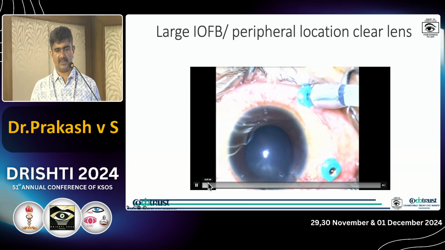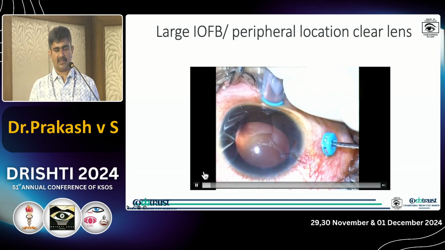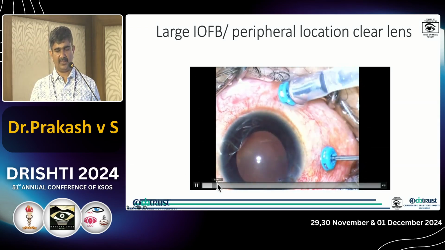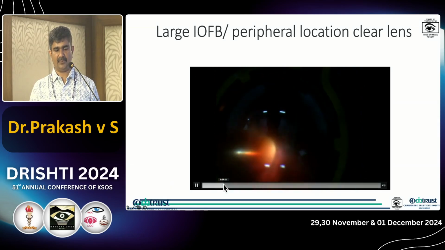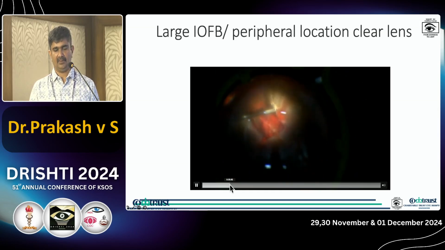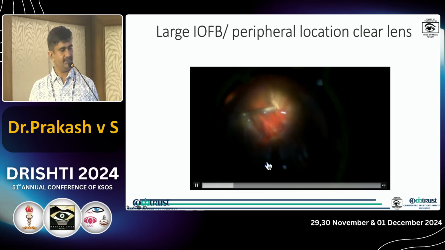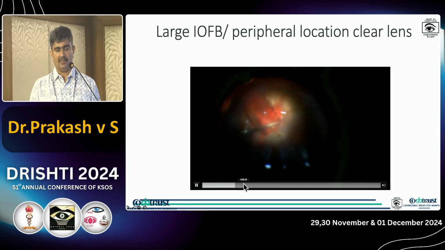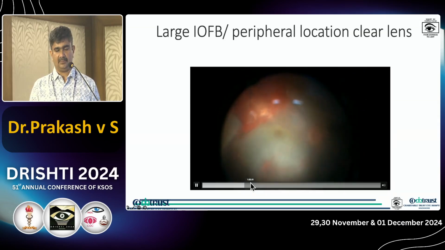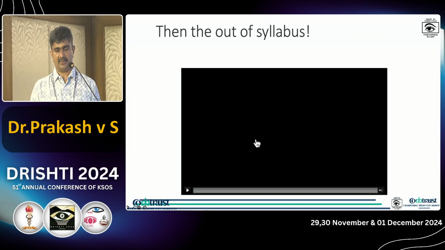So this is a large IOFB. Here the lens is clear, but the IOFB is large. So as I told earlier, we will have to sacrifice the lens. So initially vitrectomy is done before you identify the foreign body. So it is embedded in the inferior retina. It is encapsulated. PFCL is placed at the macula.